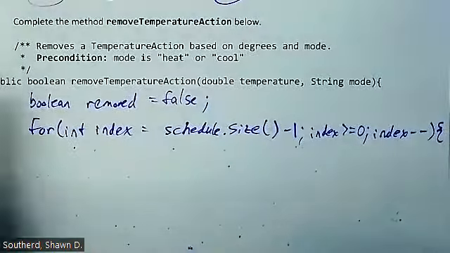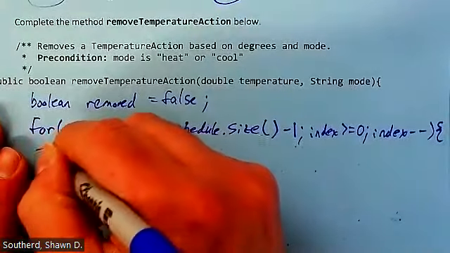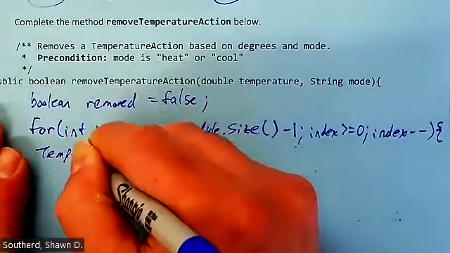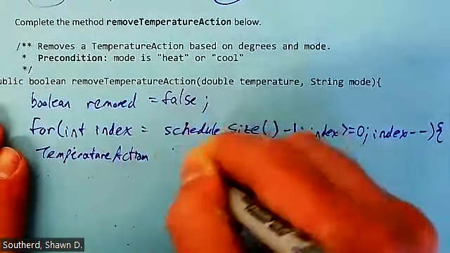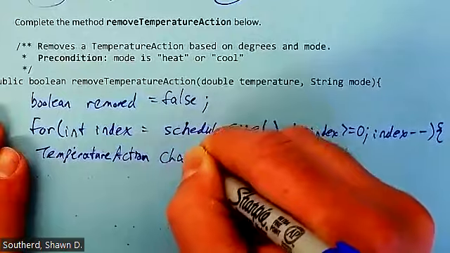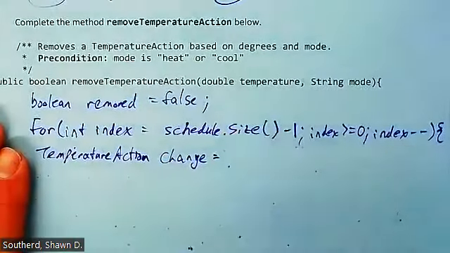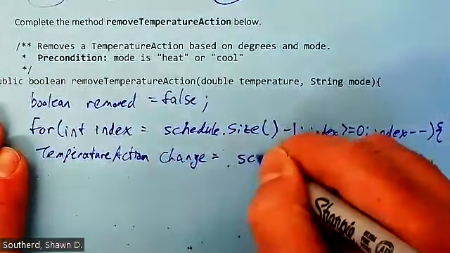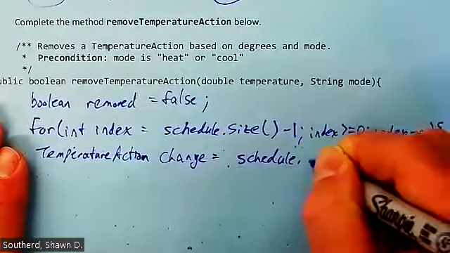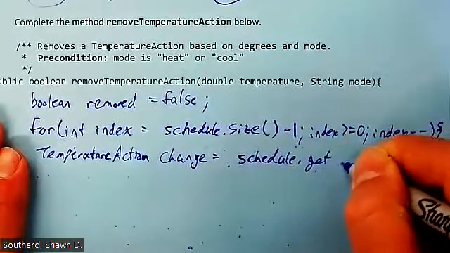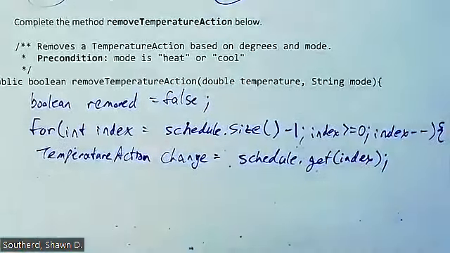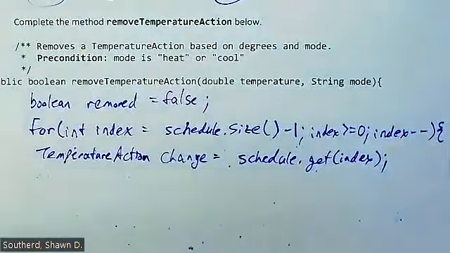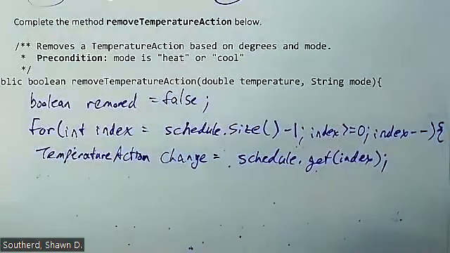Now I'm working backwards in my array list. Then I bring in another object for a temperature action. I'm just going to call it change, just because we're changing stuff here. I'm going to grab that schedule array list and get that index. So we're going to bring over whatever object is in that last element here, because we're working backwards.